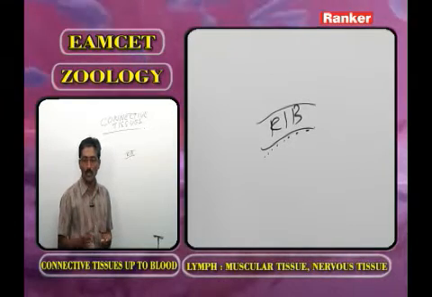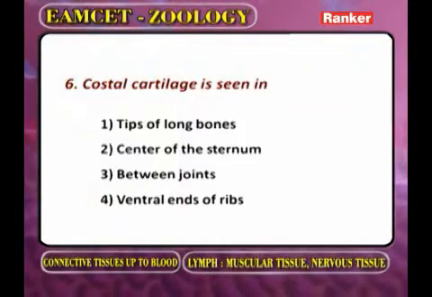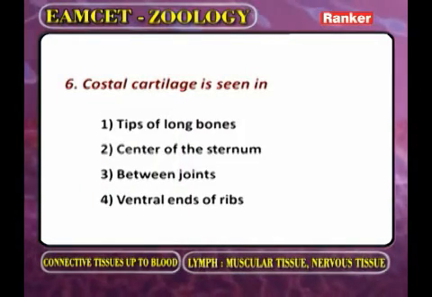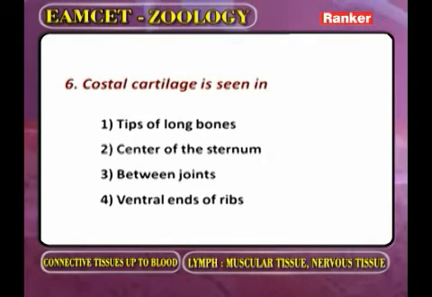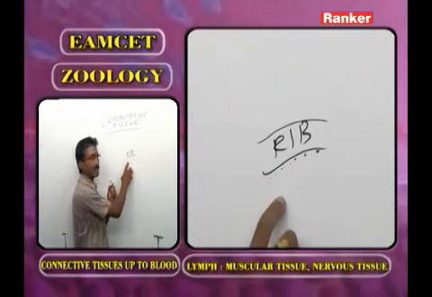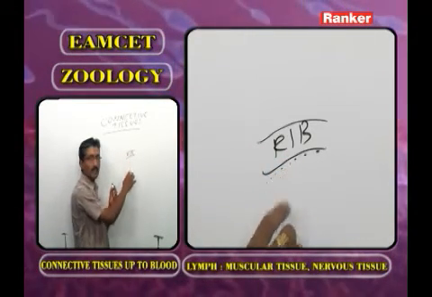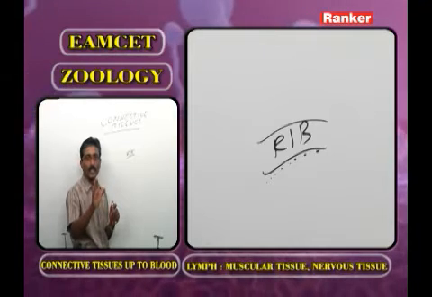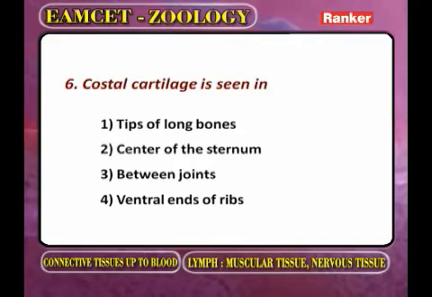Now you have to observe the question. Costal cartilage is seen in. One option is the tips of long bones. For example, this is the long bone, this is the tip. The second one is the center of the sternum, the third one is between the joints, and the fourth one is the ventral ends of ribs. Again I am repeating the answer. Now this part we call the rib. On the ventral side of the rib, what is present? The hyaline cartilage. Here the hyaline cartilage is technically called the costal cartilage. Now what is the answer for this question? The fourth option is the correct answer. Now go for the next question.